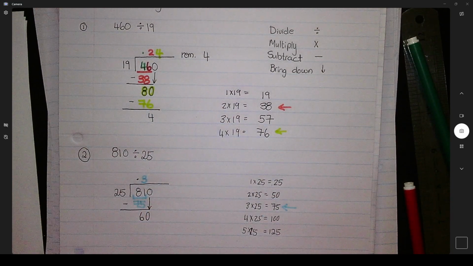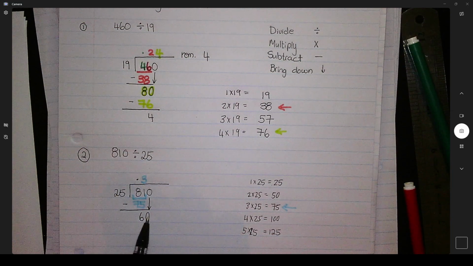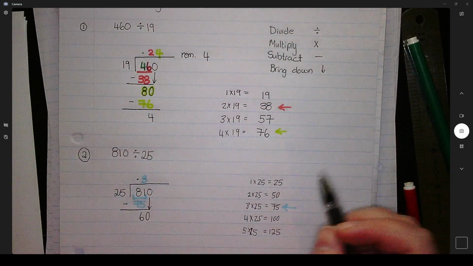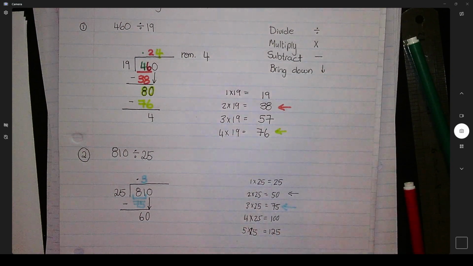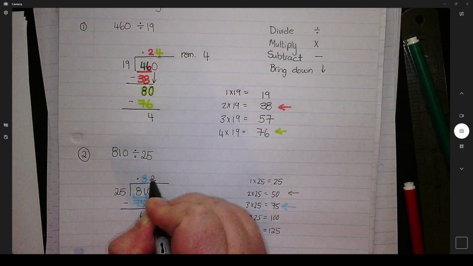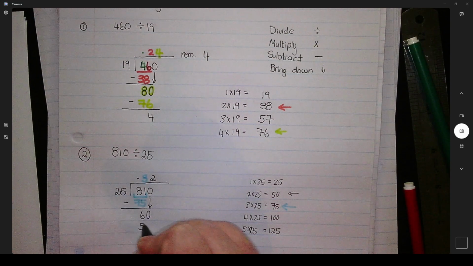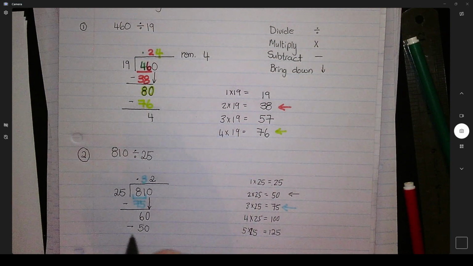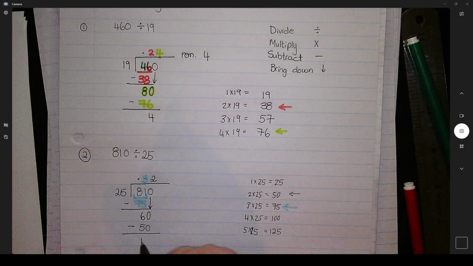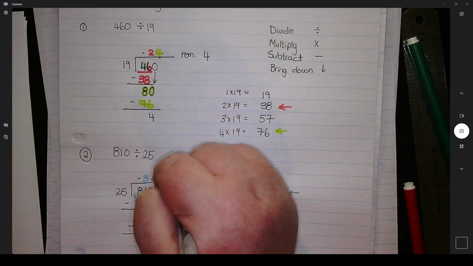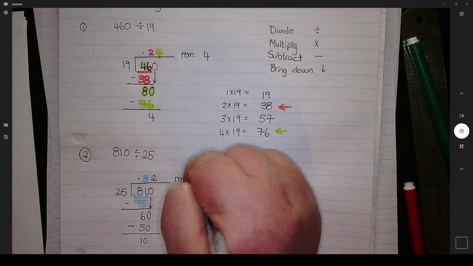All right. How many times does 25 go into 60? Twice. Goes in twice, so 2 times 25 is 50. Subtract, that gives me 10. That is a remainder of 10.